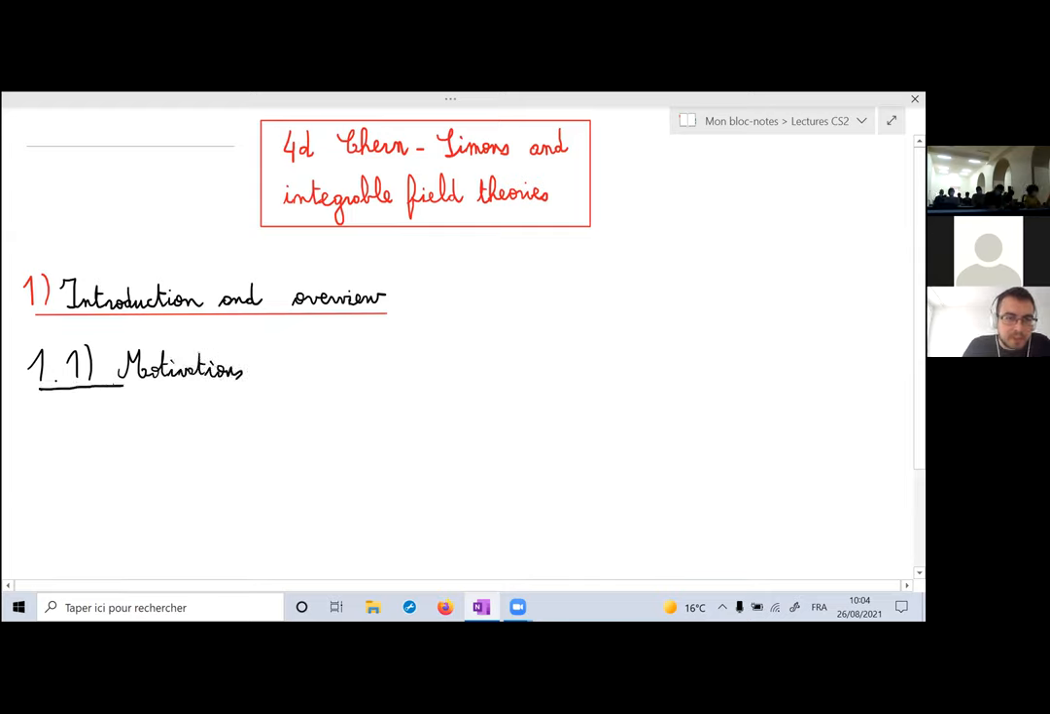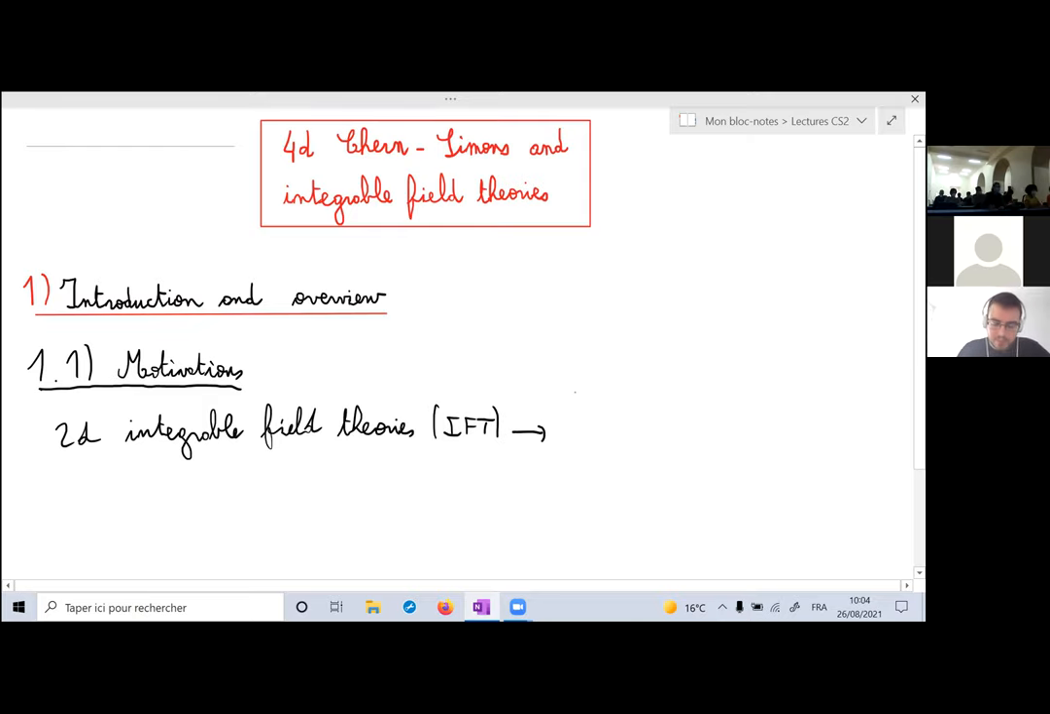So we'll be interested today particularly in two-dimensional integrable field theories. And because I will use these words a lot, let me say that I will call that IFT sometimes. And well, what we saw in Anna's lecture typically, and also in Ben's, is that this is typically studied by using the Lax formalism, the study of Lax connections. So for that, see Anna and Ben's lectures.